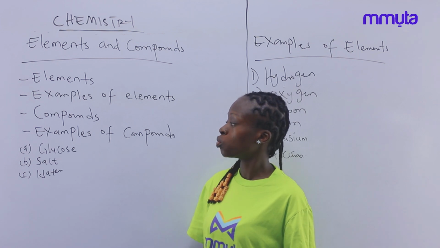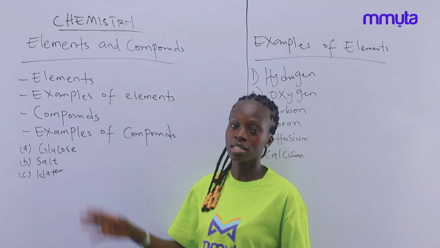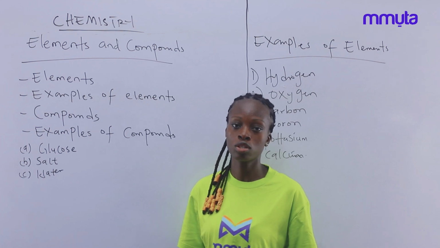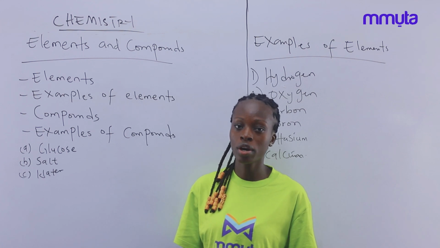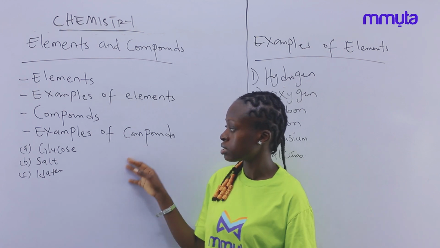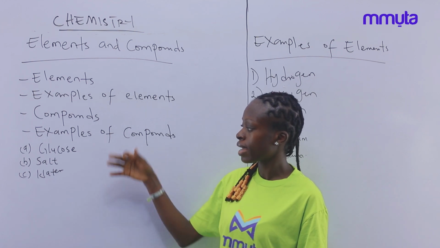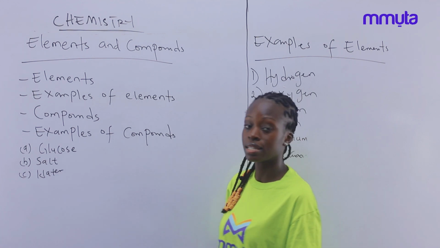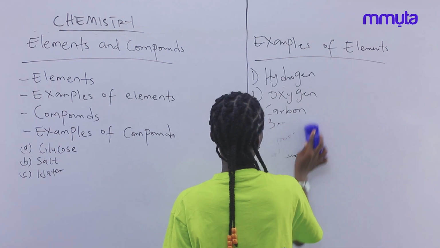Okay, now moving on, we'll be looking at compounds. Now, compounds are formed when two or more elements come together and are joined together chemically. Now, some examples of compounds here, we have glucose, we have salt, and we have water. Now, I'll be giving the representation of them.